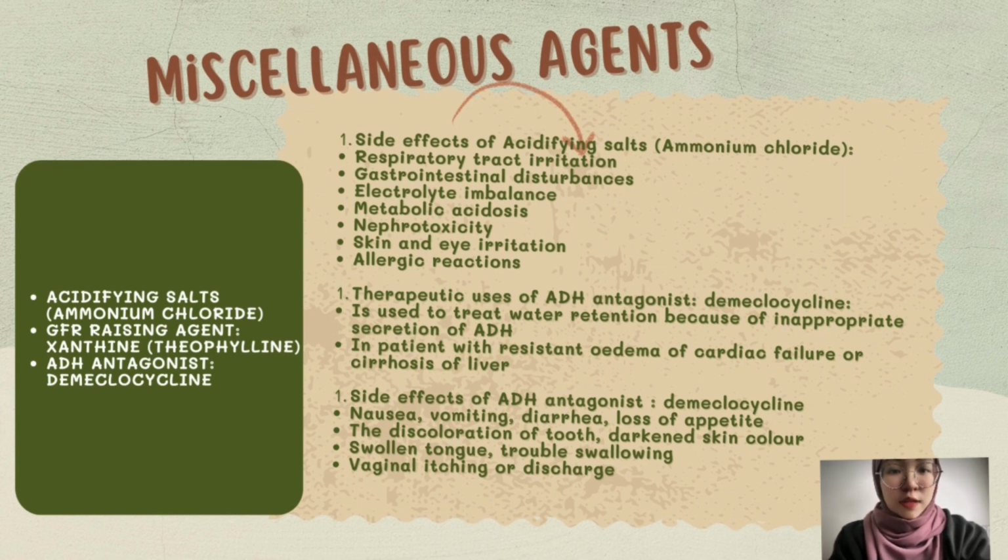The side effect of demeclocycline are it can cause the discolorations of tooth, darkened skin color, swollen tongue, vaginal secretions, and itching. And it can cause symptoms like nausea, vomiting, diarrhea, and loss of appetite.